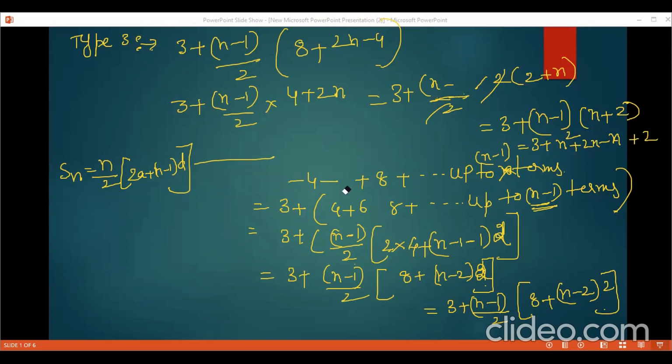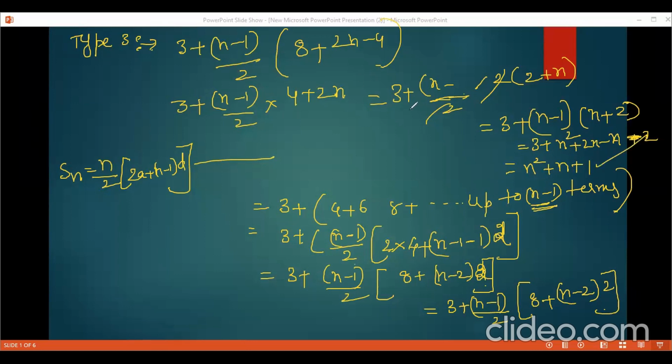We are getting, finally we are getting 3 plus n square. Instead of 3 we can write 3 minus 2. So what do we get? We are getting n square plus n plus 1. Okay, this is our final answer.